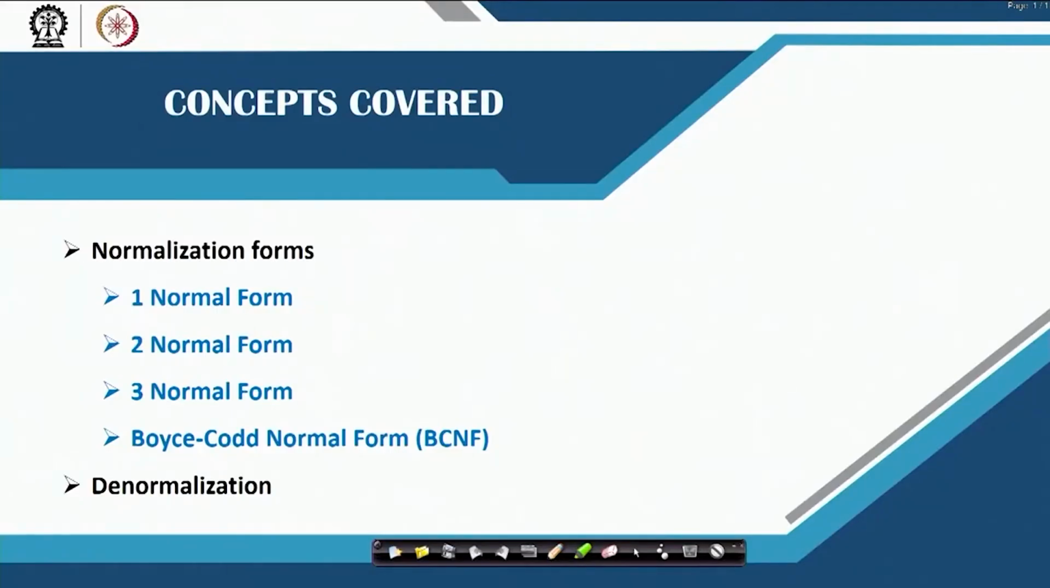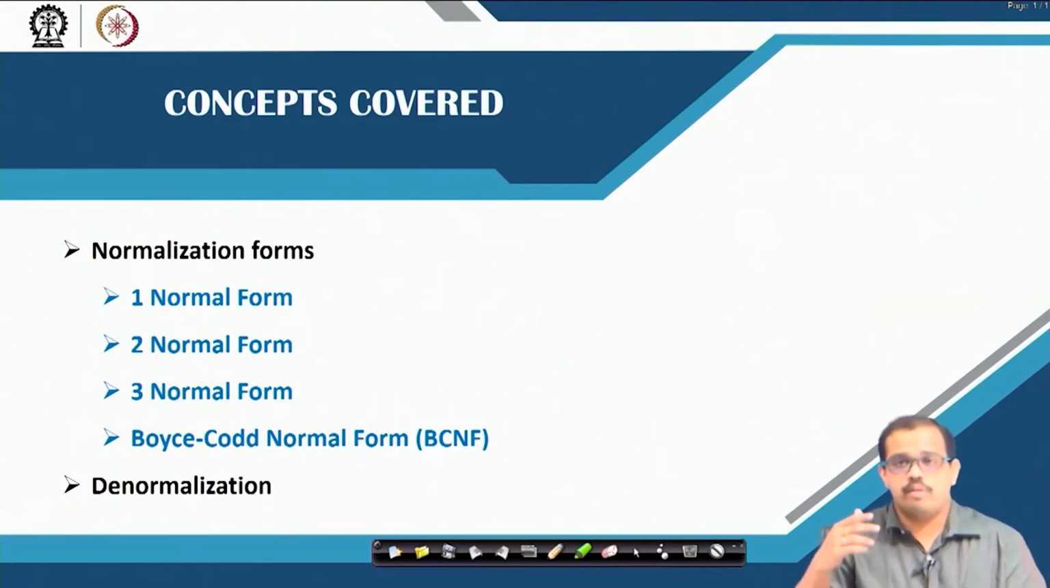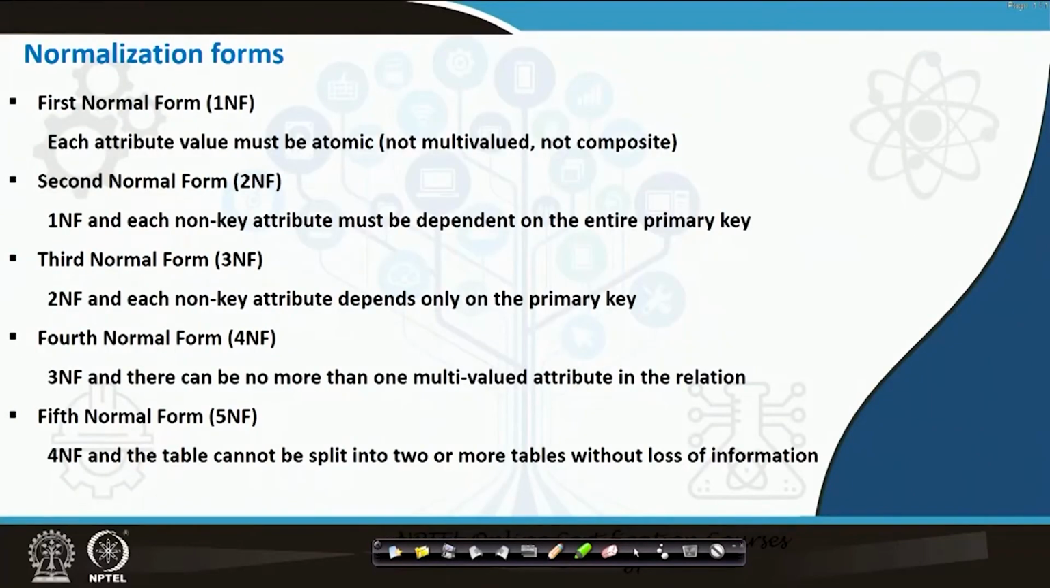So in this class, first we would look at normalization forms. We will look at first normal form, second normal form, third normal form. When we look at third normal form, we will also look at Boyce-Codd normal form or BCNF, and we will also look at fourth and fifth normal forms, though I have not listed it here. And finally we would also look at denormalization, how we get out of normalization and how we do a denormalization of data that is in the normal form.